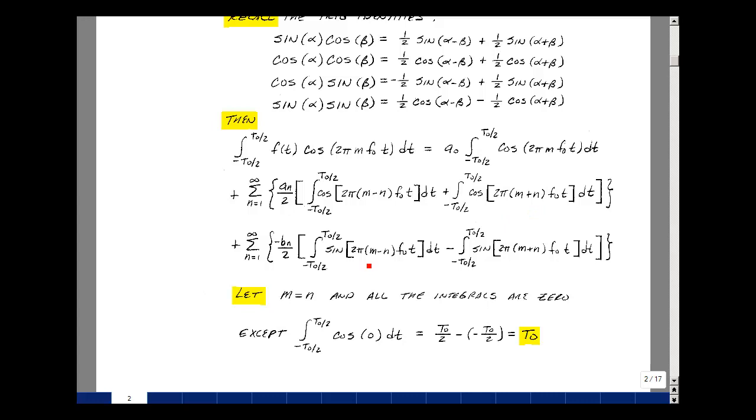Here I have the sine of 0, but the sine of 0 is 0. And lastly, I've got the sine of 2n over here, and the integral of a sine over a period is equal to 0. All the integrals are equal to 0 except this one where I have the cosine of 0. Now what's the value of that integral? Well, the cosine of 0 is 1. Pull that out in front. So I got the integral of 1 dt. That's just going to be equal to t, upper limit minus the lower limit. I get t0 over 2 twice, or just t0.